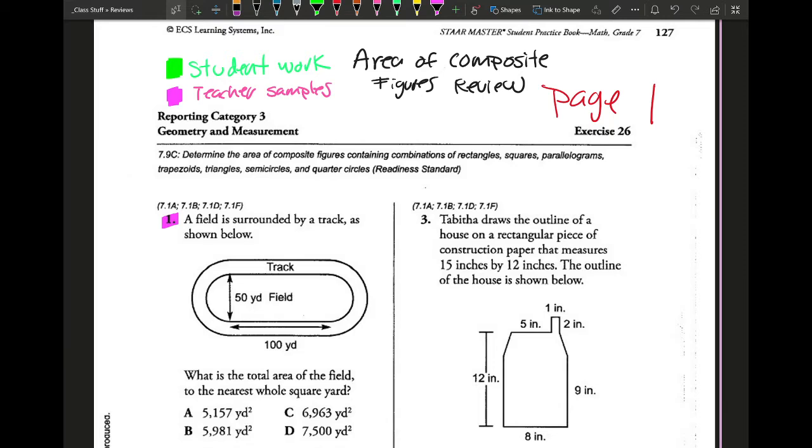And today we are actually reviewing in class area of composite figures. We have talked about this in a previous class and a previous video before. You can check the playlist on area of composite figures, or just the area playlist, and you'll find some more videos in there.